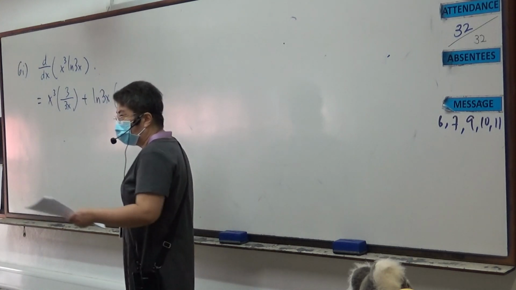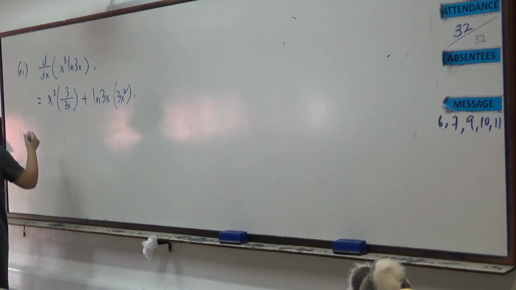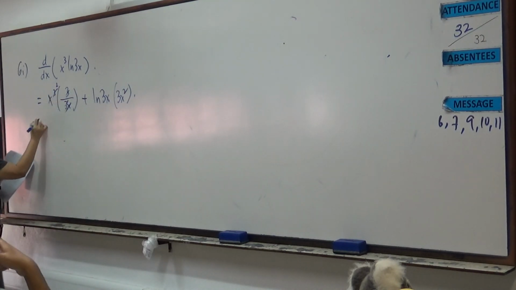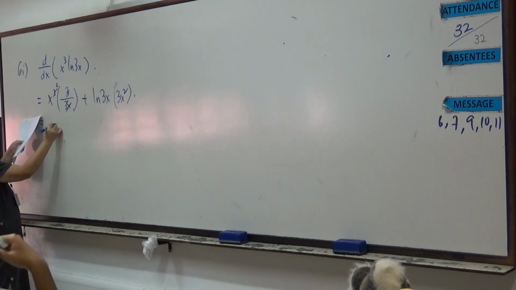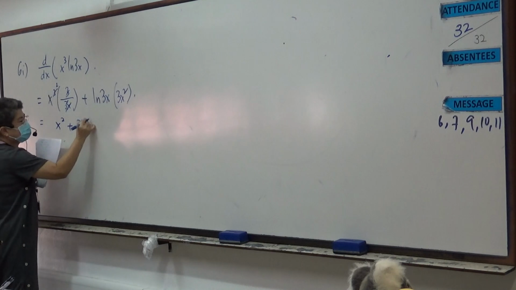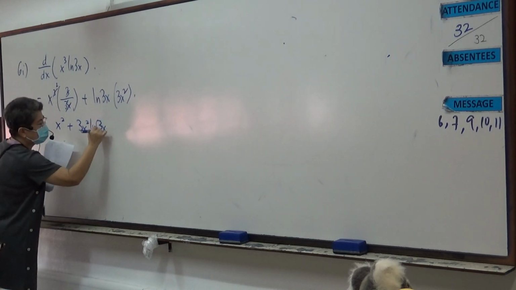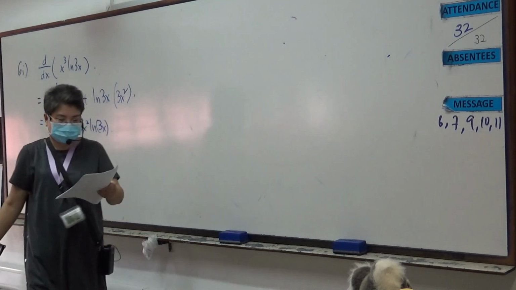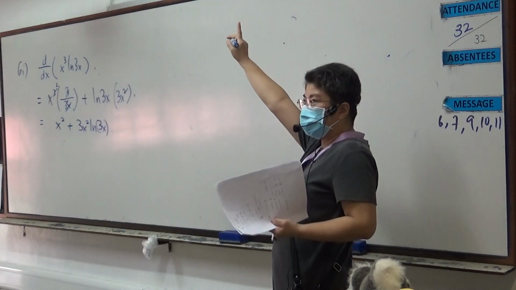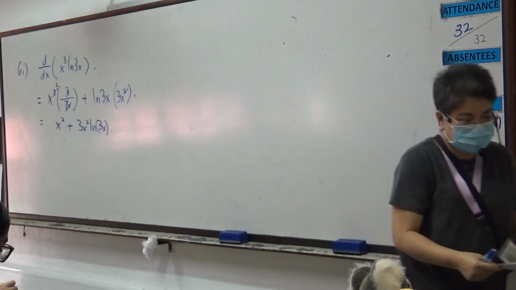Everybody okay? So, I'm going to simplify this. What does it give me? This one will just give me x squared. Is it correct? x squared plus 3x squared ln 3x. Correct? How many of you can get the differentiation? Okay, good. Then what did the next part say?